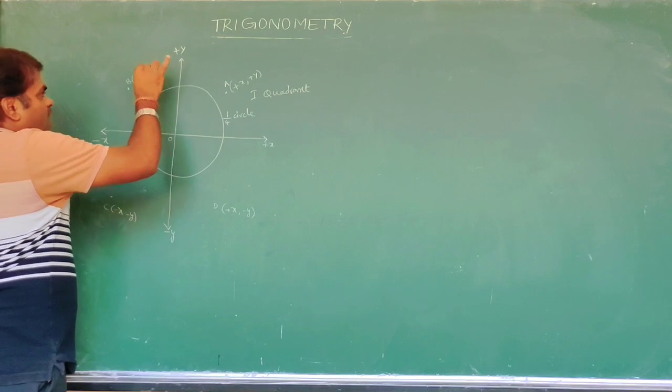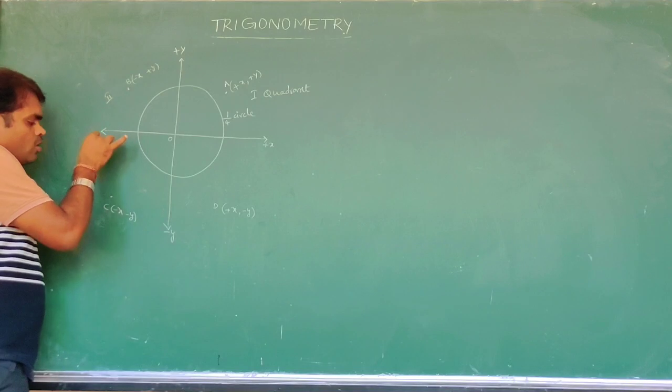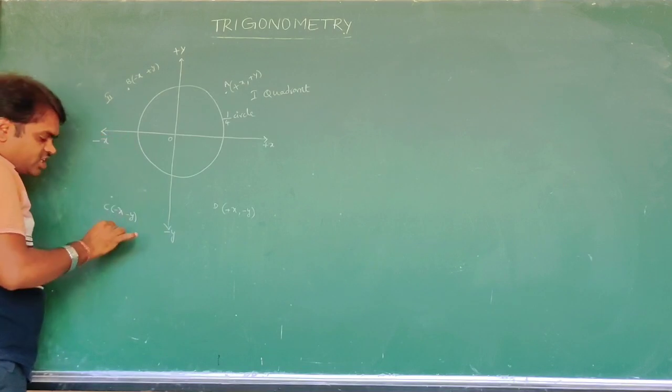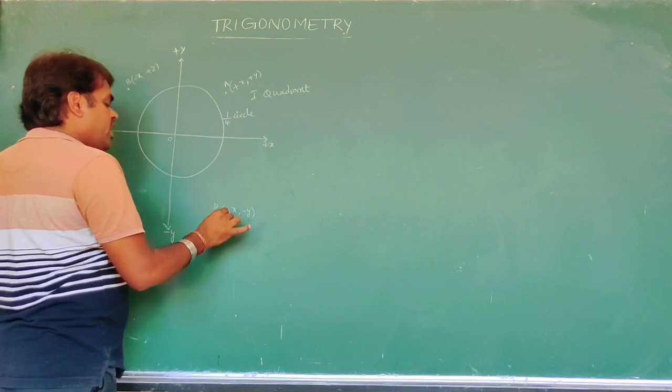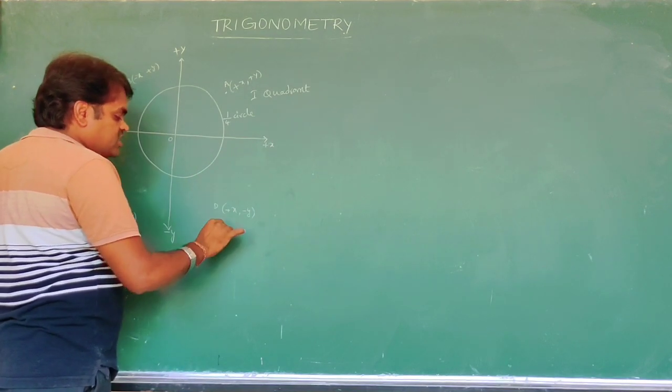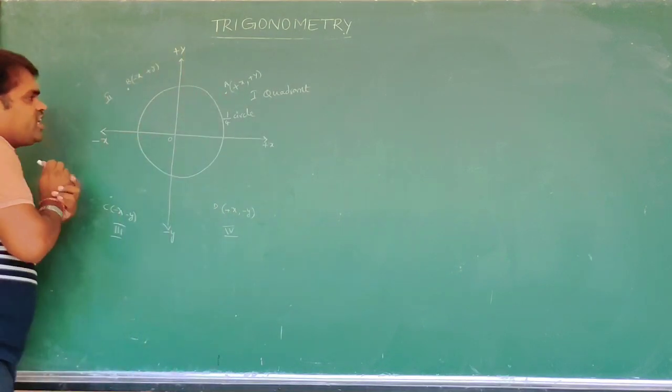X-axis is negative, y-axis is positive, this is the second quadrant. Both are negative, it is the third quadrant. X is positive, y is negative, this is the fourth quadrant. We can understand about these.